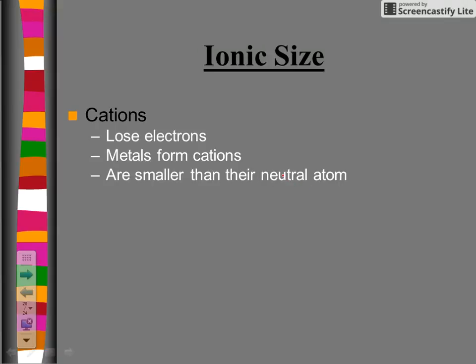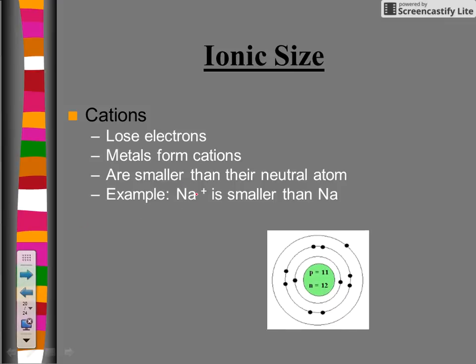Think of it kind of like if you go on a diet and you lose weight, you would get smaller in size. So since cations are losing particles, they're losing their valence electrons, they're going to get smaller than they were when they were an atom. So for example, the sodium ion is going to be smaller than the sodium atom.